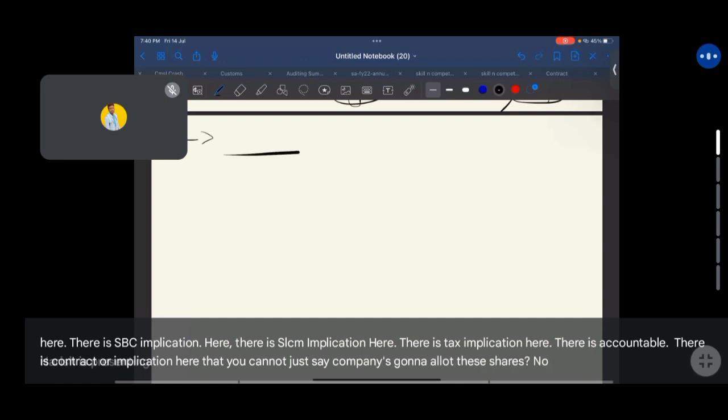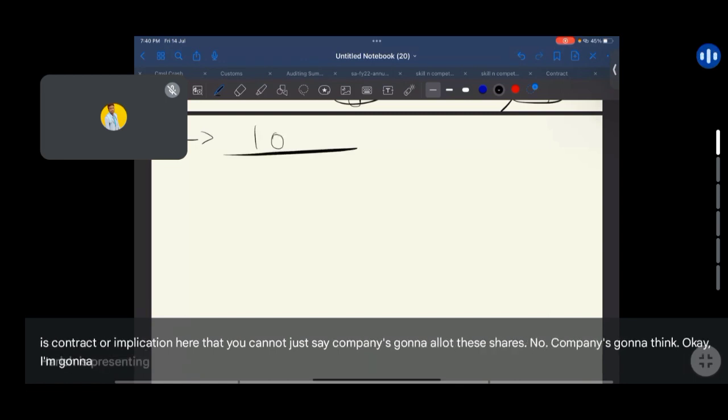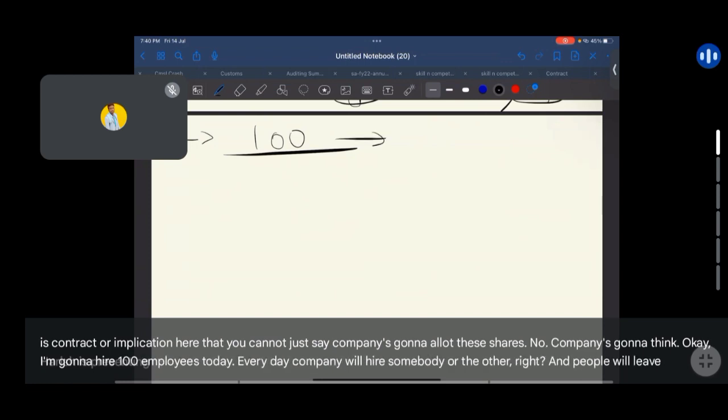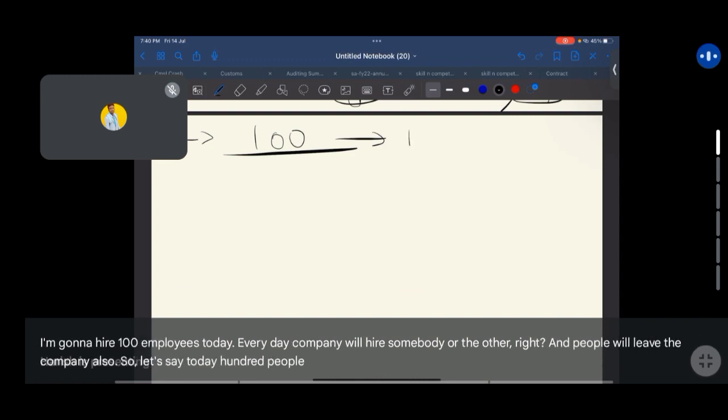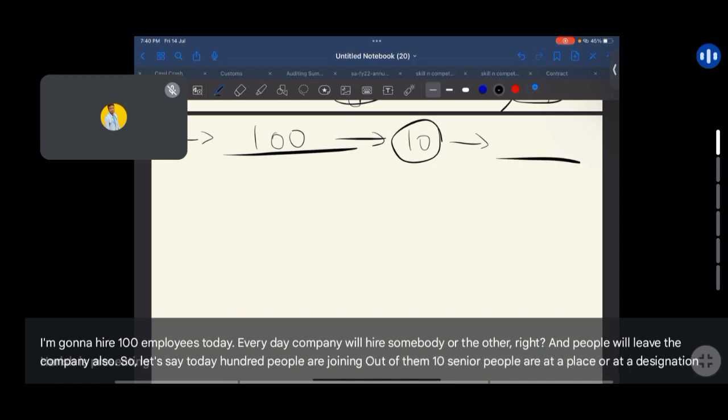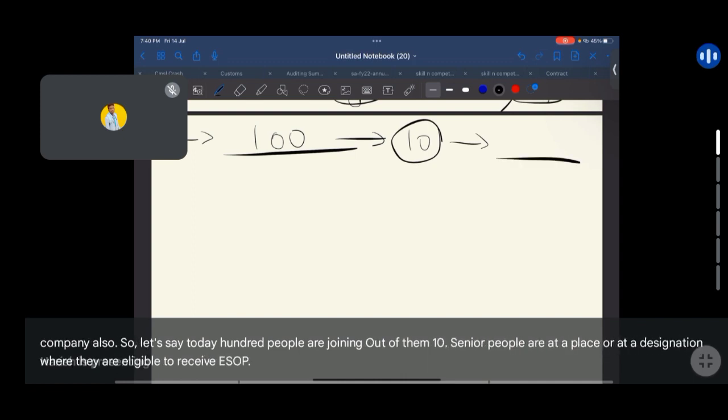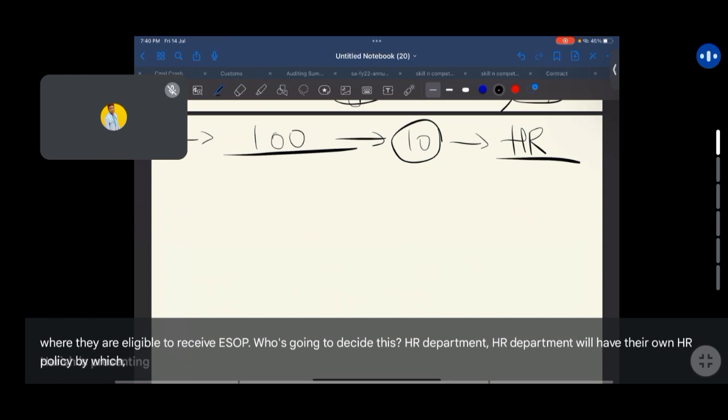No. The company is going to think, okay, I'm going to hire 100 employees today. Every day the company will hire somebody or the other, right? And people will leave the company also. So let's say today 100 people are joining. Out of them, 10 senior people are at a designation where they're eligible to receive ESOPs. Who's going to decide this? The HR department. The HR department will have their own HR policy by which they will say employees of a certain pay grade and above are eligible to receive ESOPs.